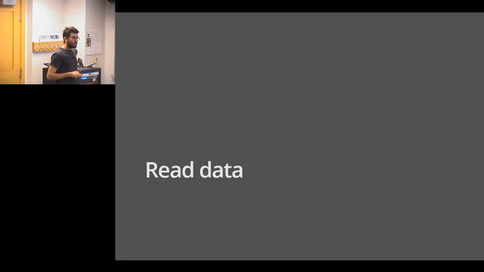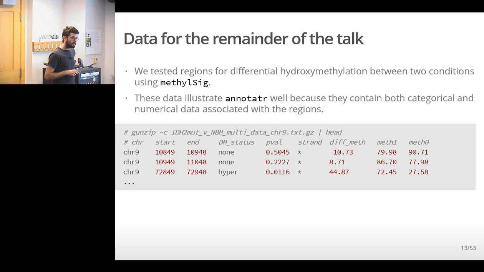So it went very fast, but I guess it is worth mentioning some of these things. For example, we're going to talk about the differential methylation status, which can be none, hyper, or hypo. And then we have numerical values like the difference in methylation between group 1 and group 2, and then we have the individual group methylations in those regions, right? So we're going to play with that data in the visualizations.